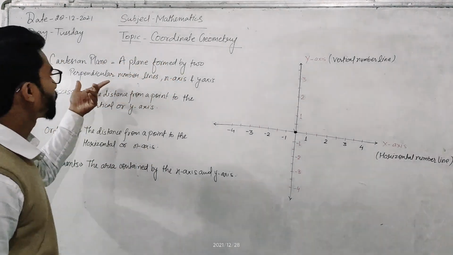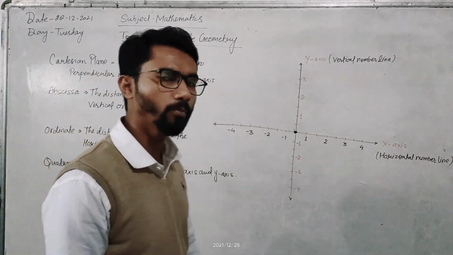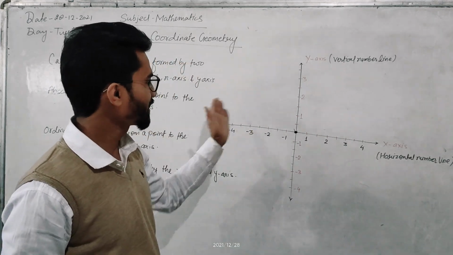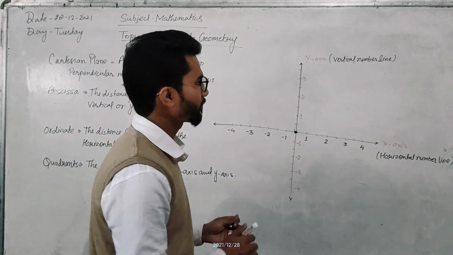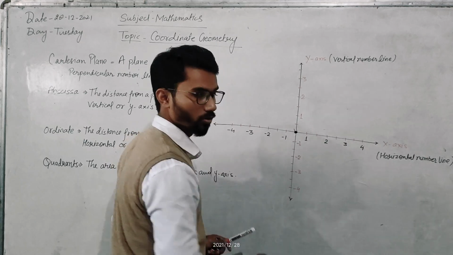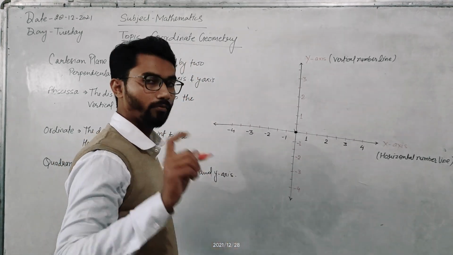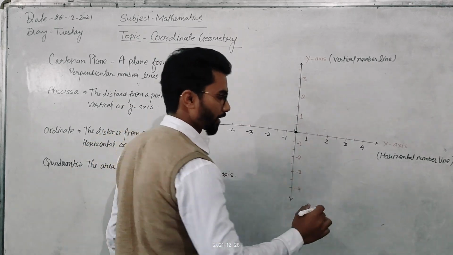A plane formed by two perpendicular number lines. Do you know about the perpendicular lines? Yes, that is the y axis and that is the x axis. This y axis is a number line. You surely know about the number line. Okay, if you are not sure about the number line, I will tell you.